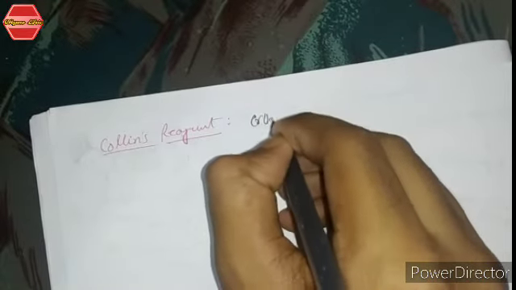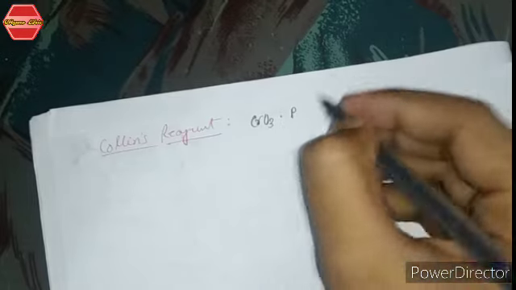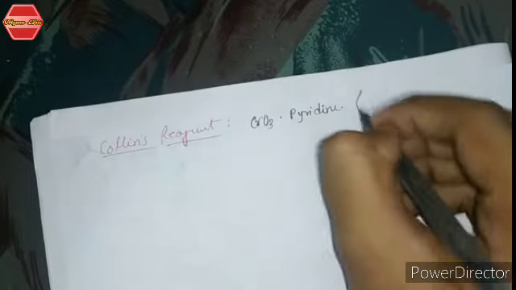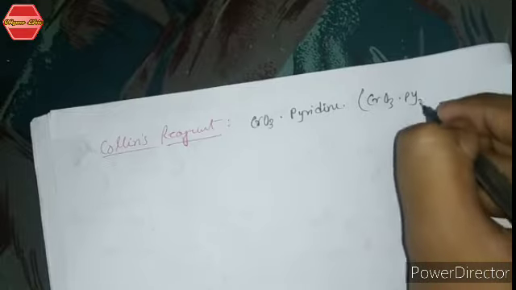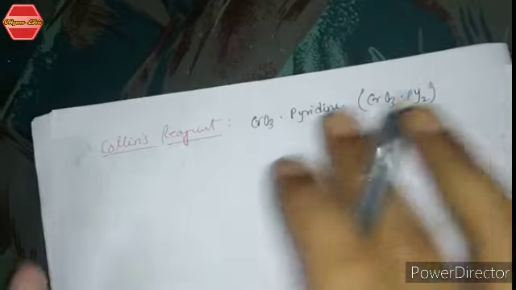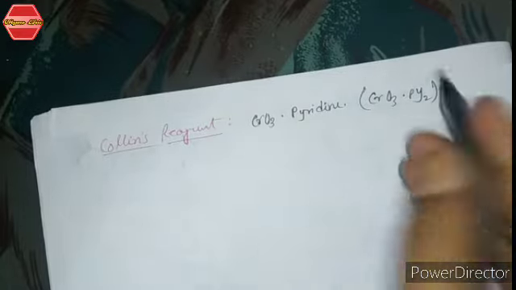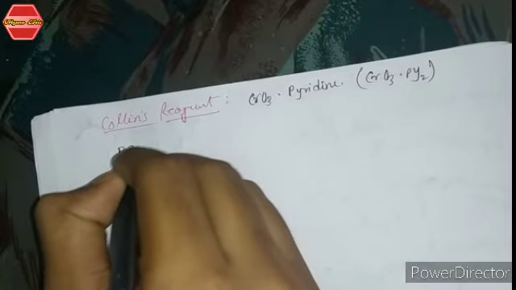Collins reagent. So what is Collins reagent? Collins reagent is nothing but CrO3, that is chromium trioxide, and pyridine complex. It is a pyridine complex. Okay, so this is how your Collins reagent looks.